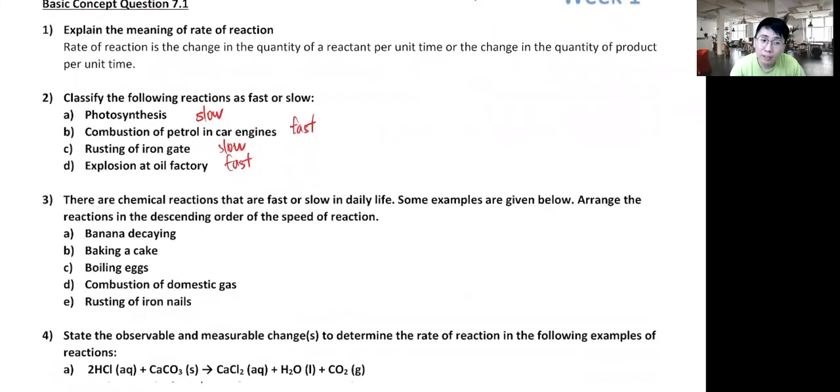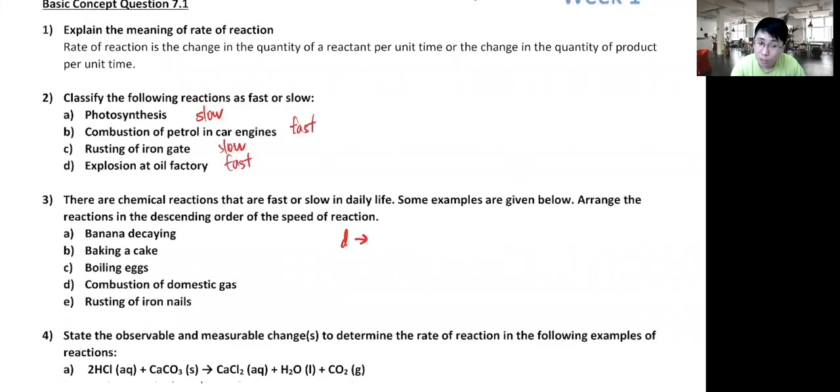Number three, there are chemical reactions that are fast or slow in daily life. So again, let's try to arrange them in descending order, meaning from fast to slow. So who's the fastest here? I would say it is combustion. Okay, so D is number one.